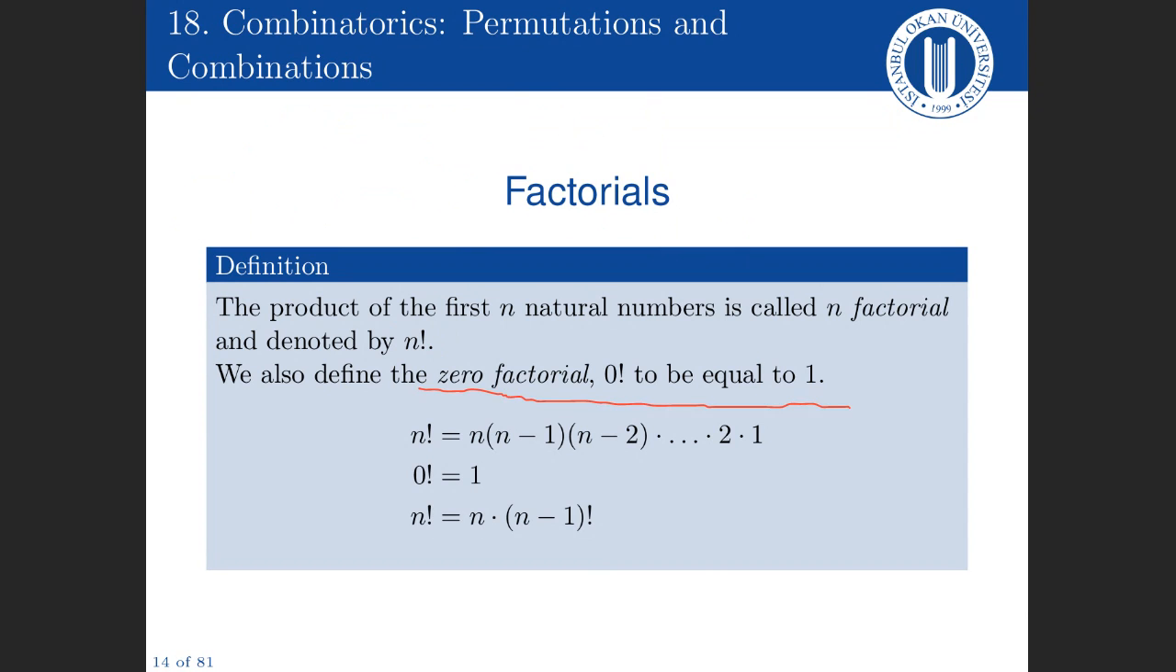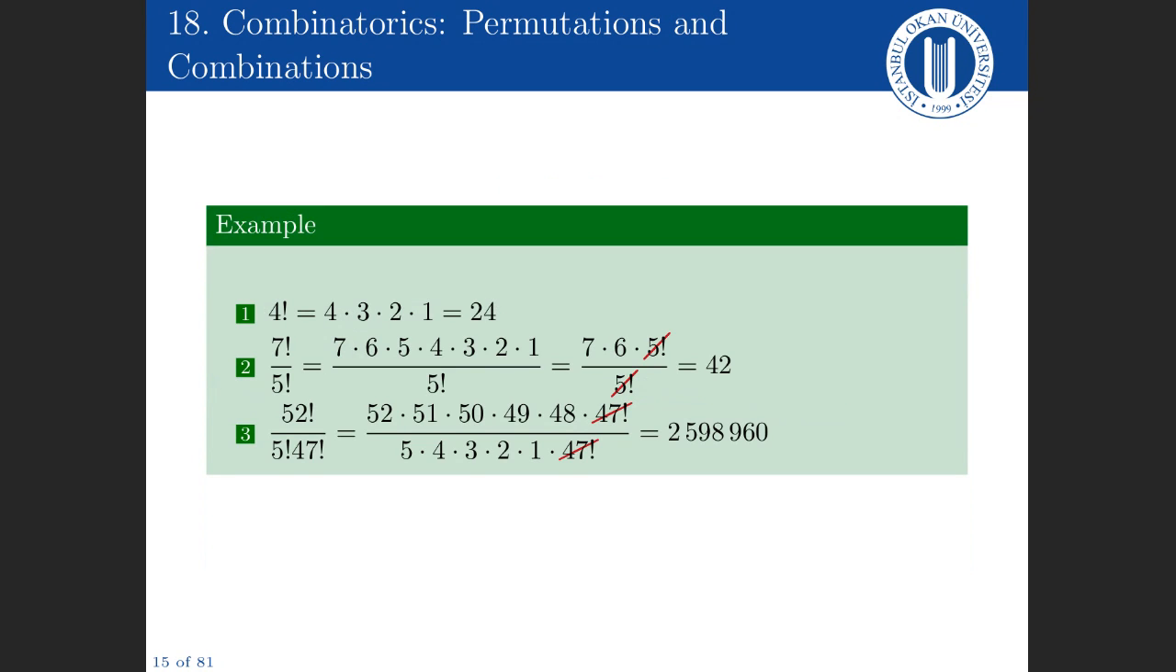There's one more factorial we need, 0 factorial. Just to make things work when we do more advanced maths, we need 0 factorial to be also equal to 1. Some examples very quickly. 4 factorial means 4 multiplied by 3 multiplied by 2 multiplied by 1, or 24. 7 factorial divided by 5 factorial. That's 7 times 6 times 5 times 4 times 3 times 2 times 1 divided by 5 factorial. Or I could write this as 7 times 6 times 5 factorial divided by 5 factorial. Cancel the 5 factorials and we get the number 42.